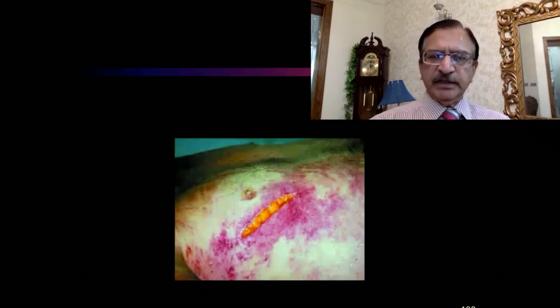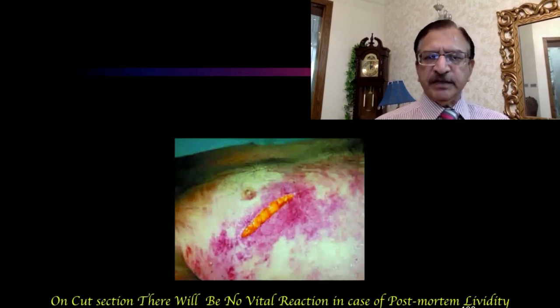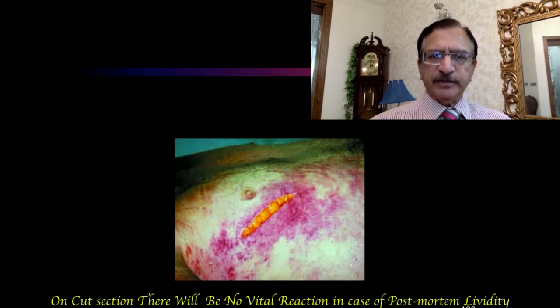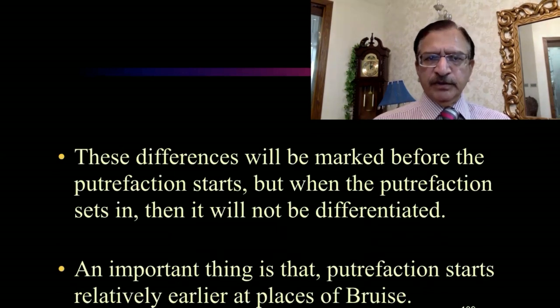This is the cut section. There is no vital reaction. This is the postmortem lividity, and the blood can easily be washed. So these differences will be marked before the putrefaction starts. But when the putrefaction sets in, then it will not be differentiated. An important thing is that the putrefaction starts relatively earlier in places of bruises.